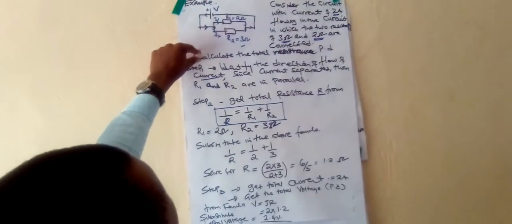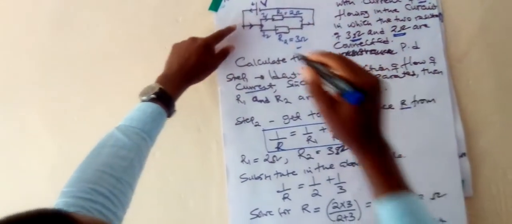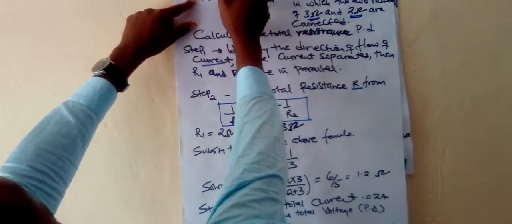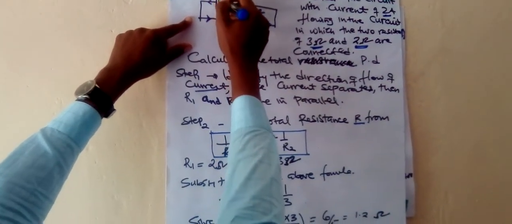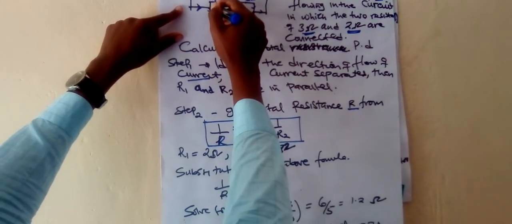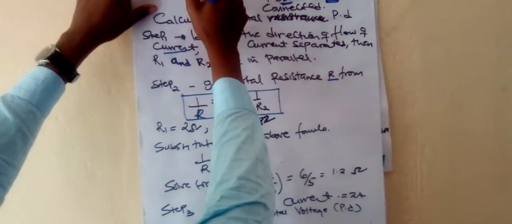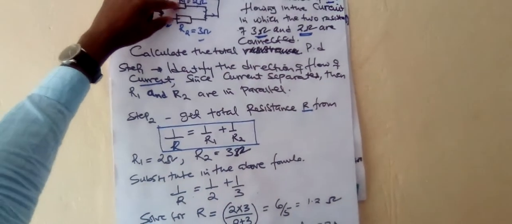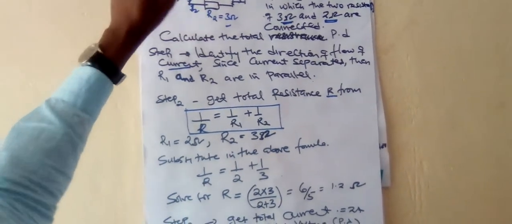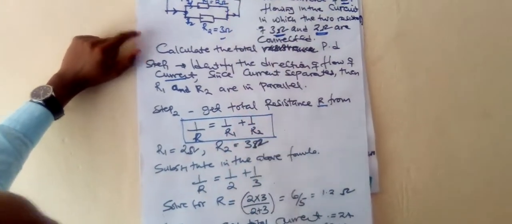So they say calculate the PD, V. Step one, identify where current is coming from. Direction of current, it comes from positive. The longer terminal is positive, then the shorter one is negative. Positive, then when it reaches here, it separates into I1 and I2. That means that these two resistors share current, so they are in parallel. They have different currents, so they are in parallel. Then this current will combine and go back to the source.